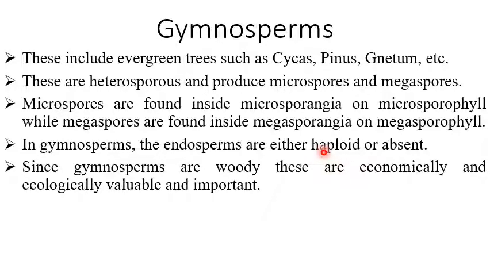Hence, it is haploid. And why is it called absent? When this endosperm is completely used by the developing embryo, then it does not remain as it is. It completely gets utilized. So, in such cases, endosperm is absent.